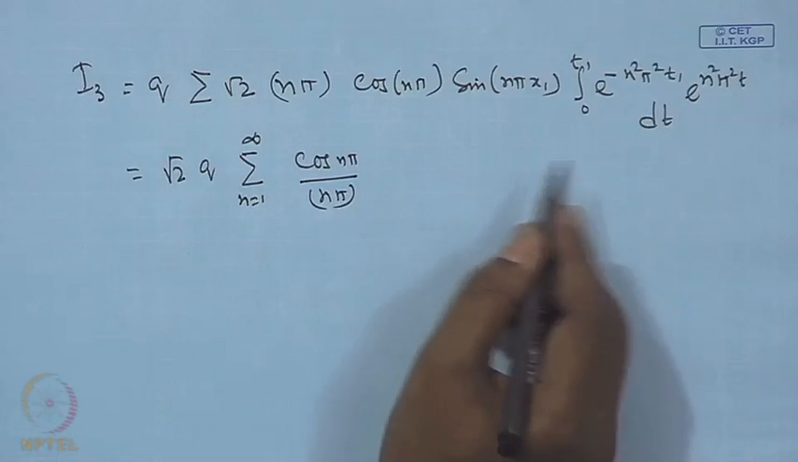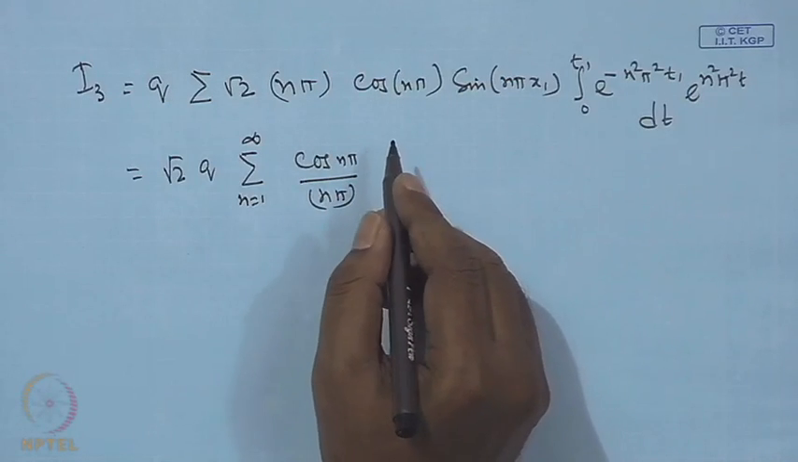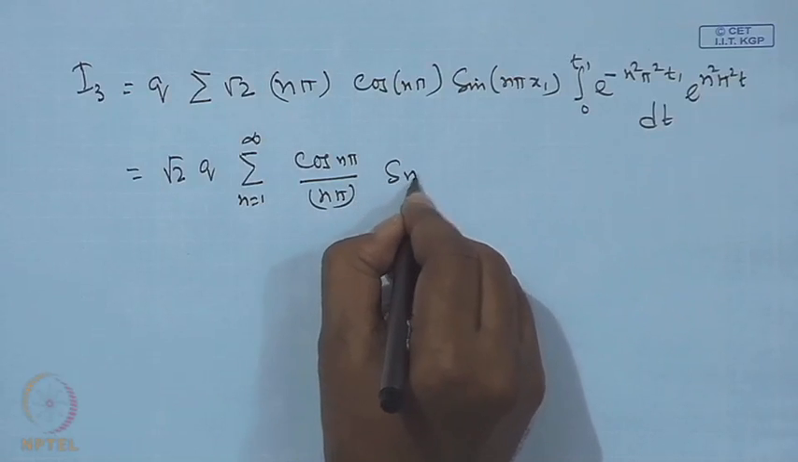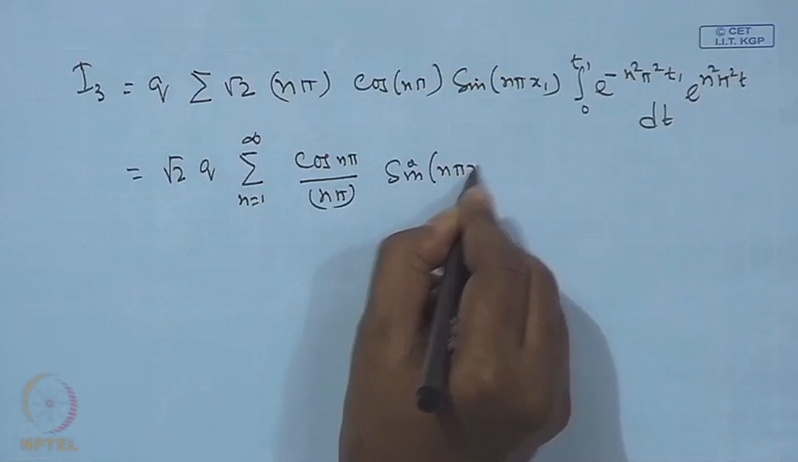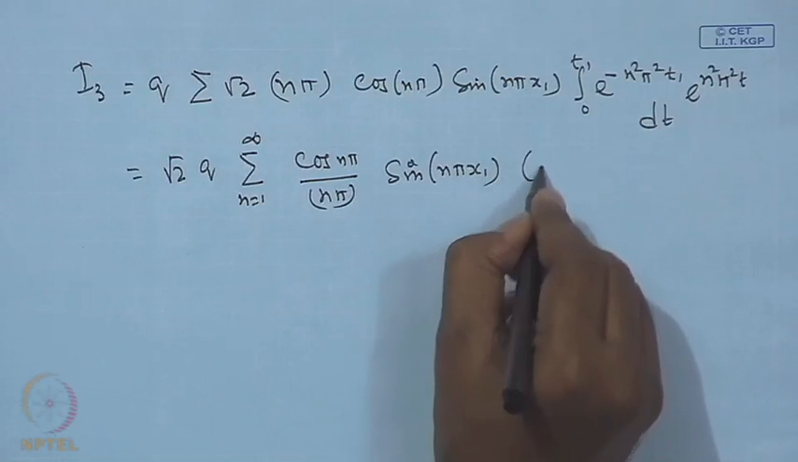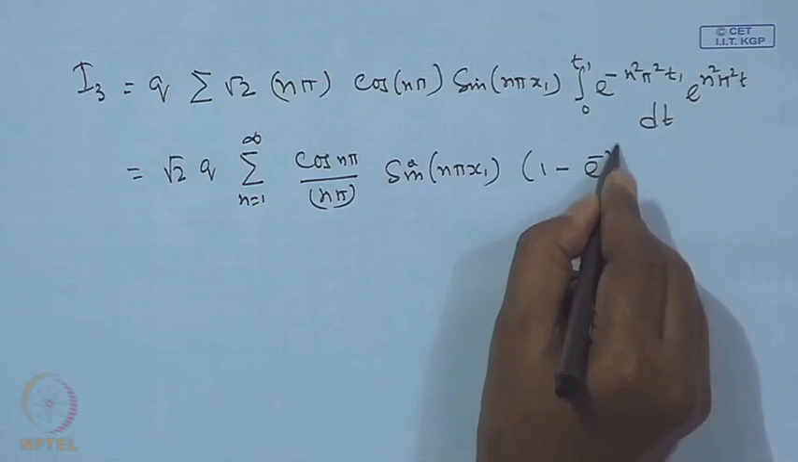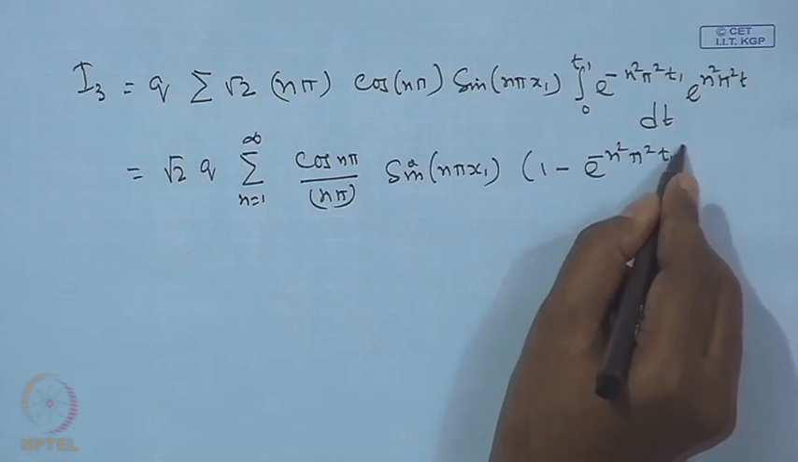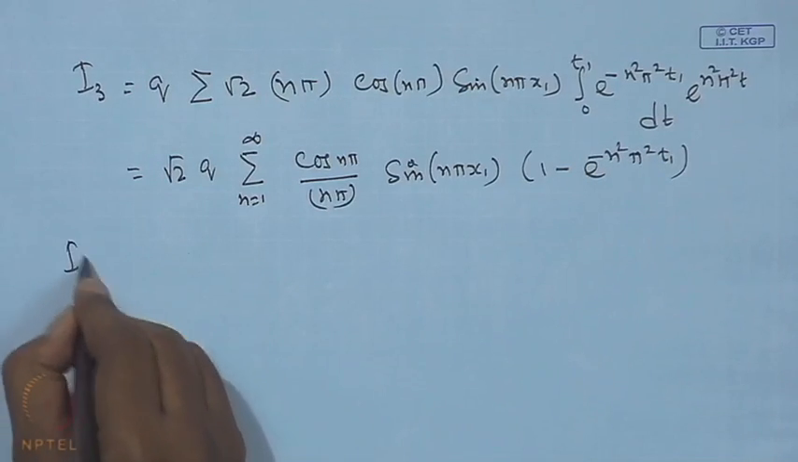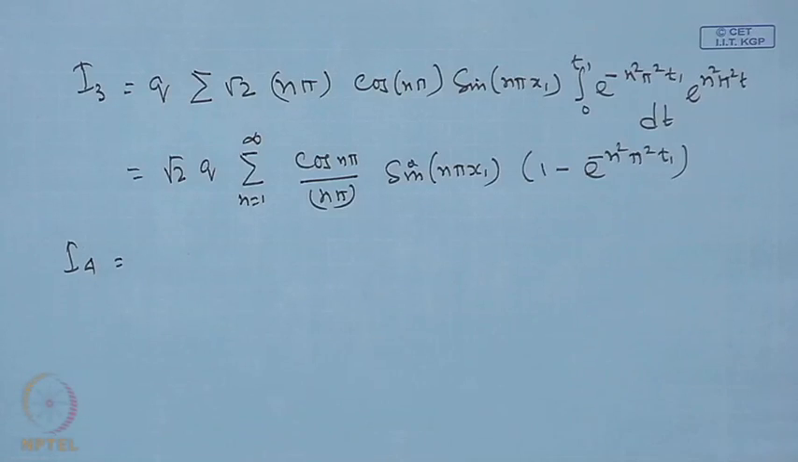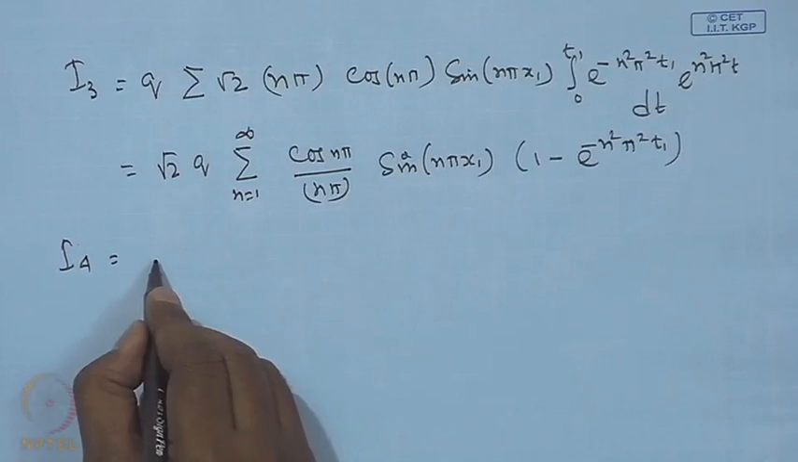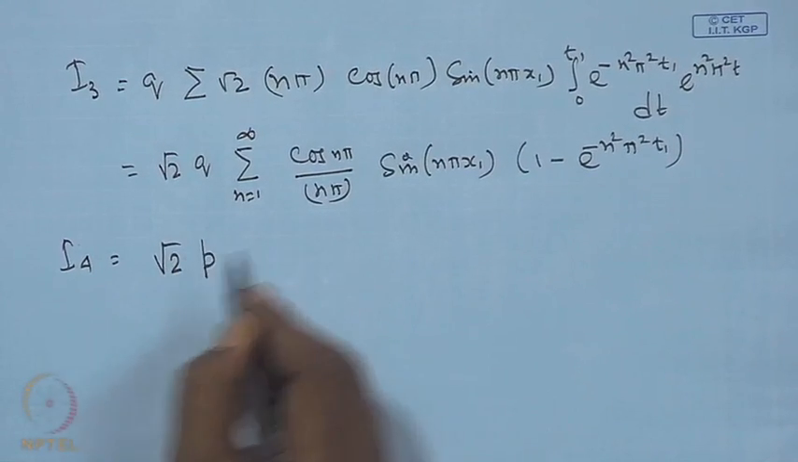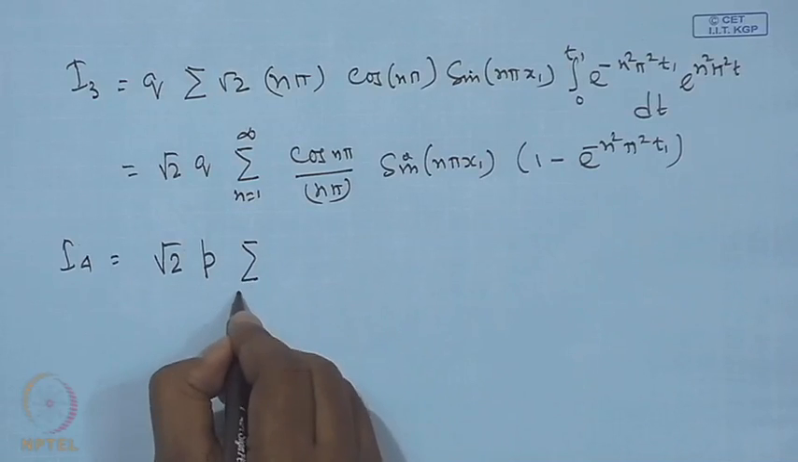So, there will be n square pi square there. So, 1 n pi will be cancelled out, sin n pi x 1 times 1 minus e to the power minus n square pi square t 1. Then I evaluate the term number 4, I 4, and I am just writing the complete solution directly, omitting a step in between.